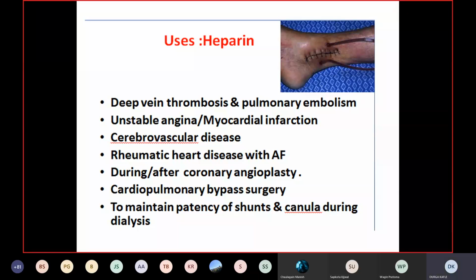In various cerebrovascular diseases, rheumatic heart disease with atrial fibrillation, during or after coronary angioplasty. Do you know what angioplasty is? What is angioplasty? No idea? It is to restore the blood flow through an artery.